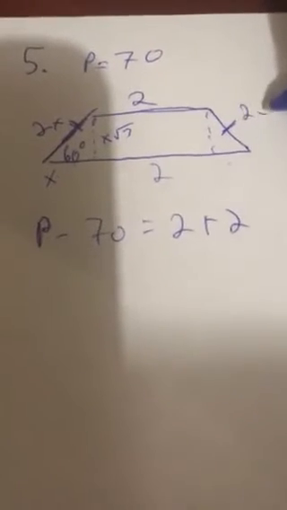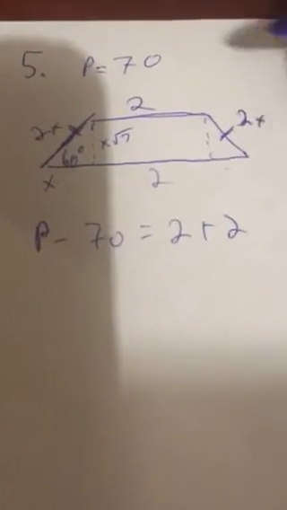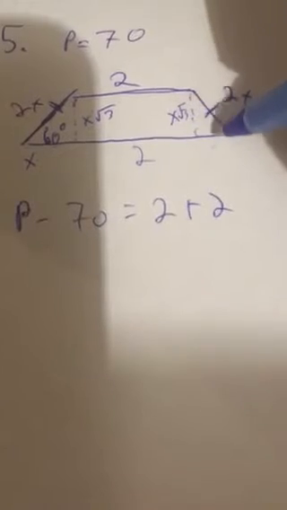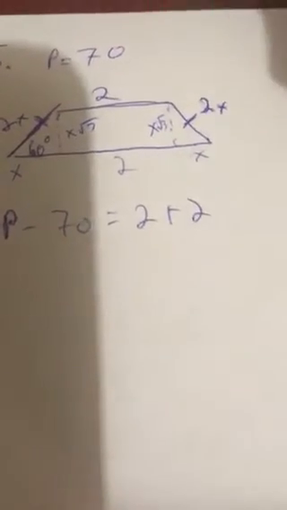What I do know, though, is that it's a 30, 60, 90. So that can be 2x. The height is x. I'm sorry, this is x root 3. x is the base. Same thing over here, because any 30, 60, 90 triangle is going to fit into those categories. And I know this is 60 degrees as well because in an isosceles trapezoid the base angles are the same. So that's 2x, that's x root 3, and that is x.